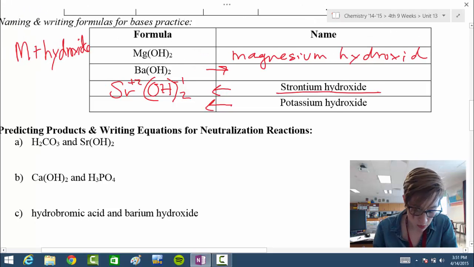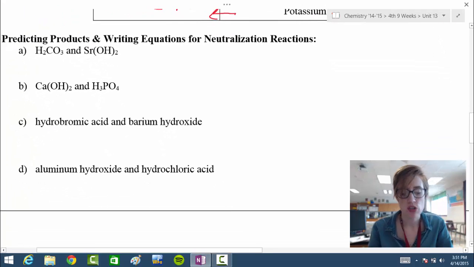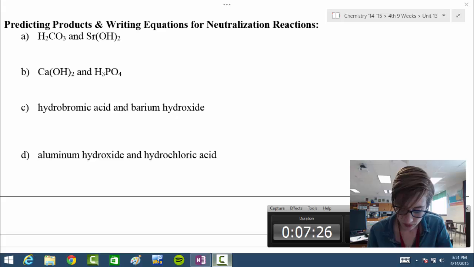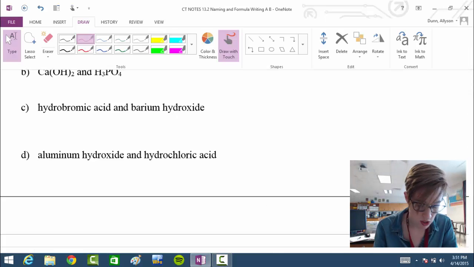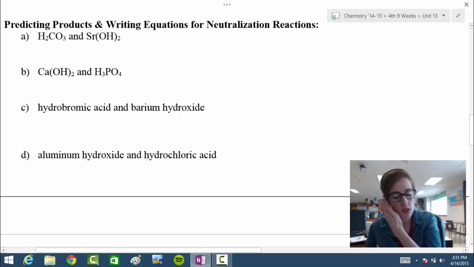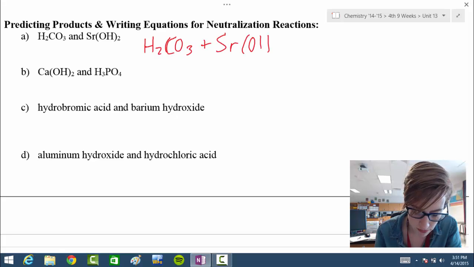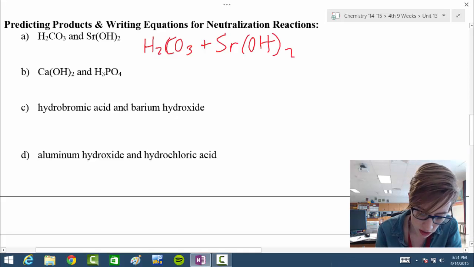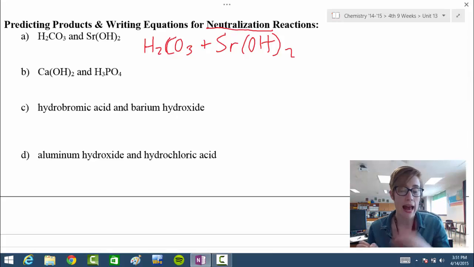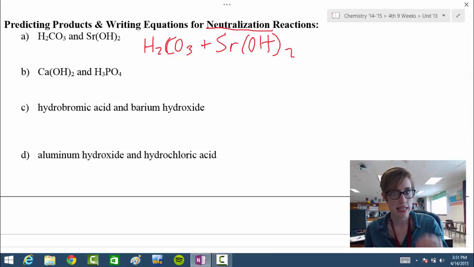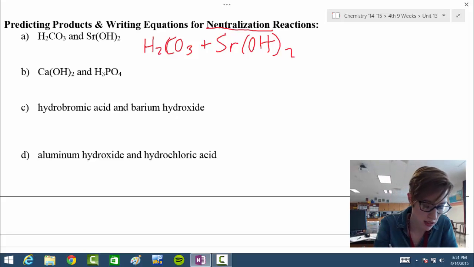Now that we know how to name them, we can actually predict and write equations for neutralization reactions. So I'm going to do 2 of them with you. Okay, this one I've been given the formulas, which is great. H2CO3 is going to react with Sr(OH)2. Now remember, a neutralization reaction can only occur if your acid and your base are both Arrhenius acid and base. Arrhenius means that the acid has an H and the base has an OH.